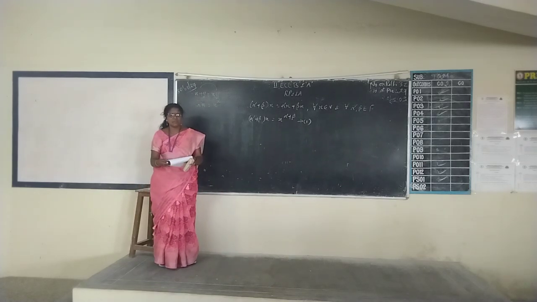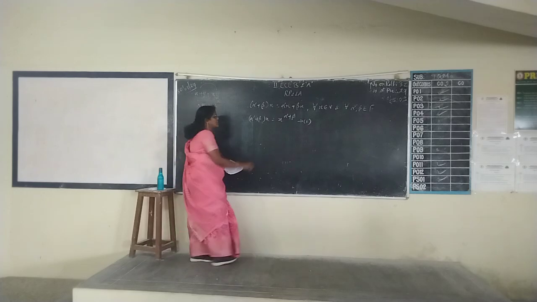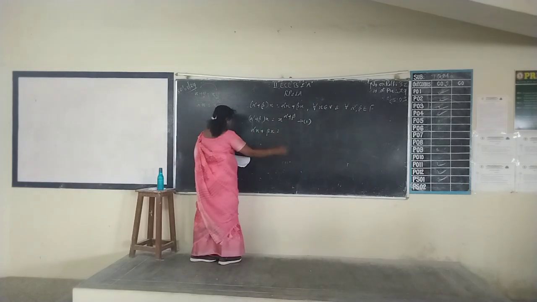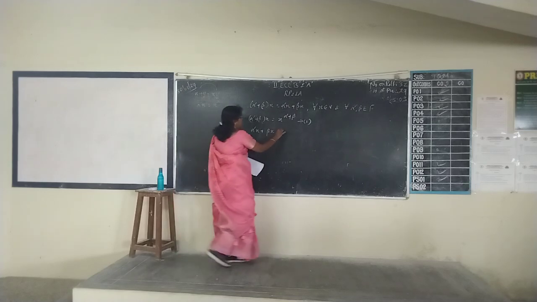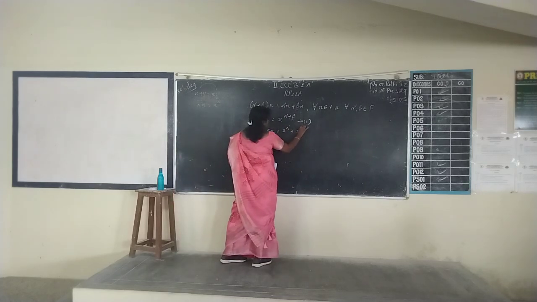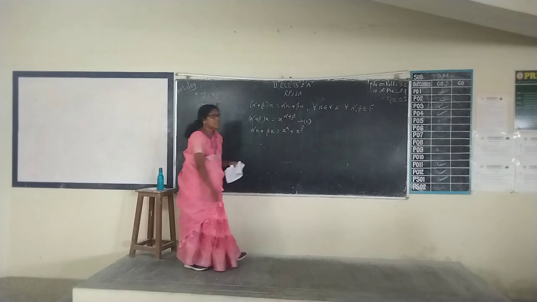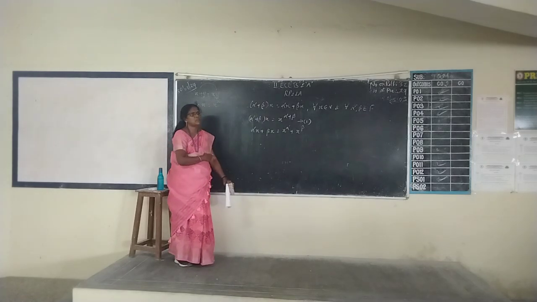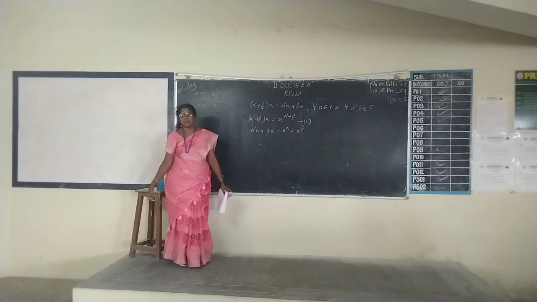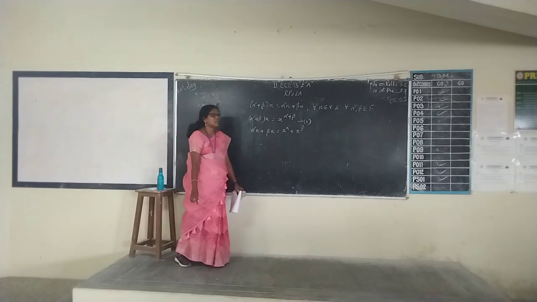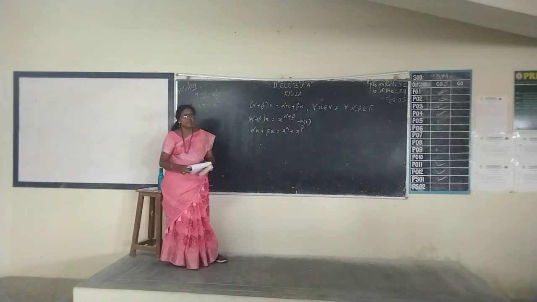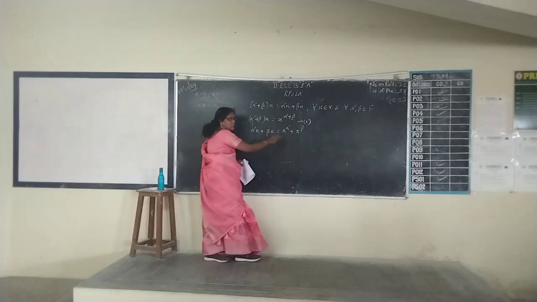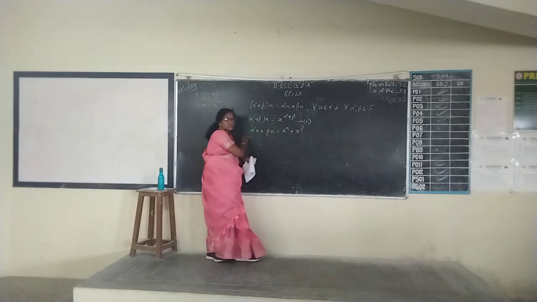Start with your RHS. What is your RHS? Alpha x plus beta x. How do we write this? x power alpha plus x power beta. How can I rewrite this to equation 1, or how can I rewrite equation 1 to equation 2? Alpha x plus beta x. How do I write this as alpha x plus beta x? That one you know.